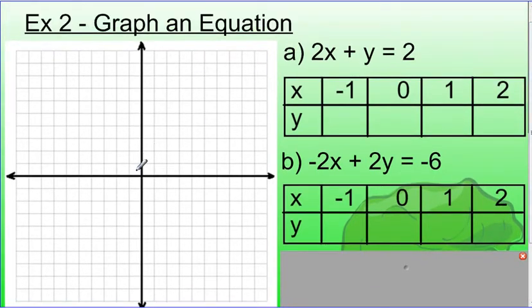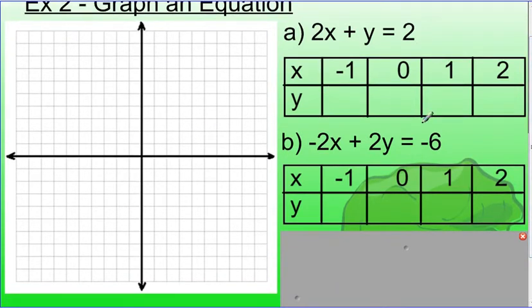Now, example 2. I gave you one big graph space here, and on the side that goes A, B, C, D, E. We're going to graph all 5 of those on this one graph space. Okay, so don't make everything too sloppy. So first one here is we want to graph this equation here. Now, it gives us some x value.